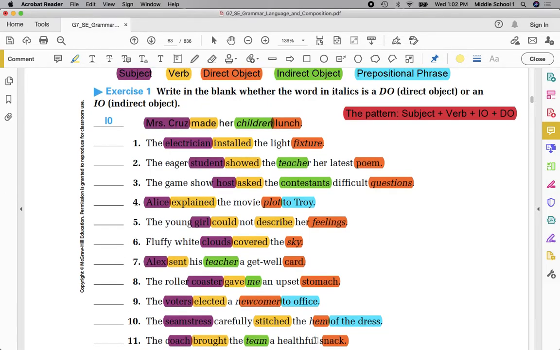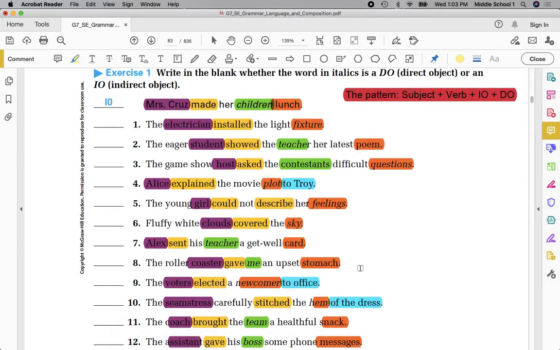Number 11. Do you see the pattern? Coach brought what? He didn't bring the team. He brought a snack. To whom or for whom did he bring it? He brought it for the team. Number 12. Once again, follows the pattern. Assistant gave what? The assistant didn't give the boss, he gave the message. To whom? The boss.